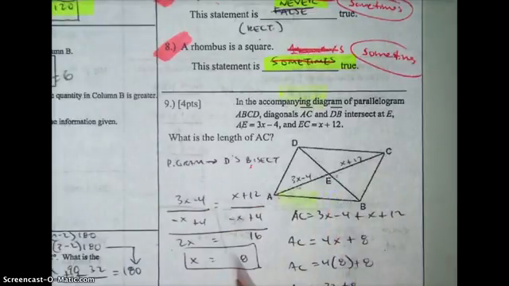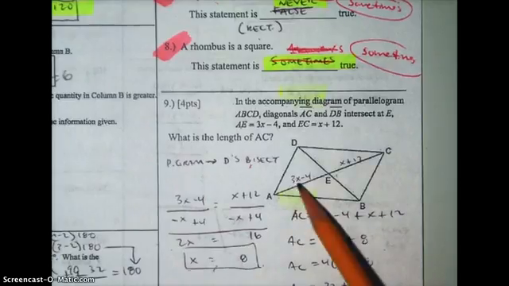A lot of students solve for x equals 8 and didn't get to the length AC. So you're going to take x equals 8 and put it into AC. So that would be here and here. And when you do that, you'll get AC to be 40.